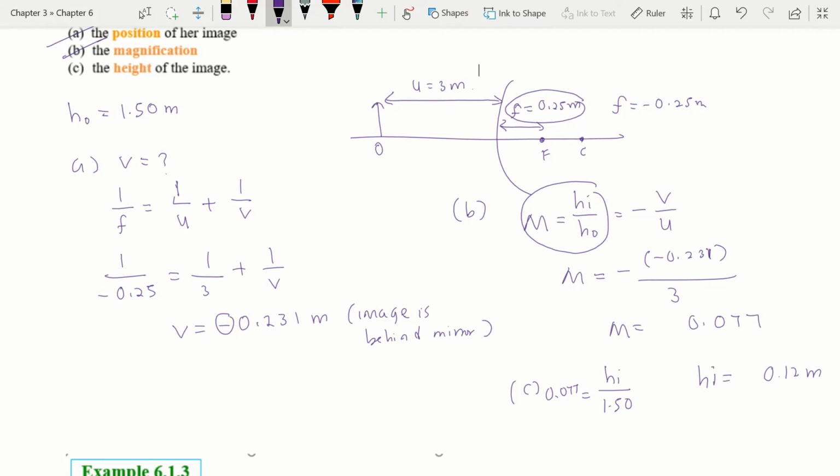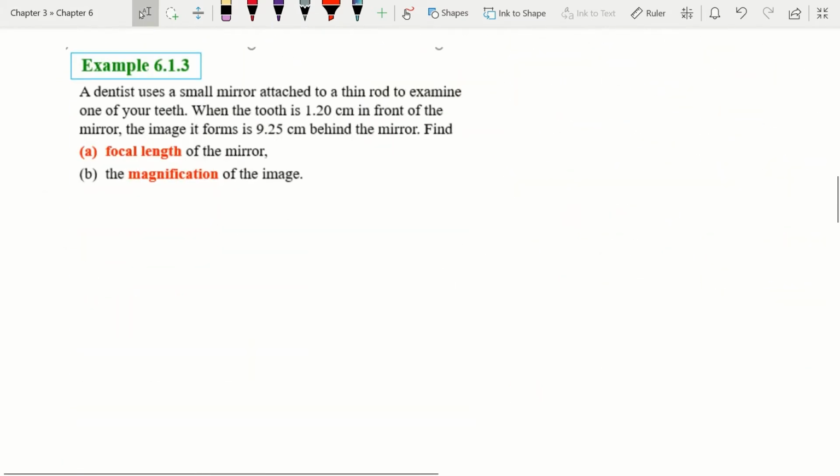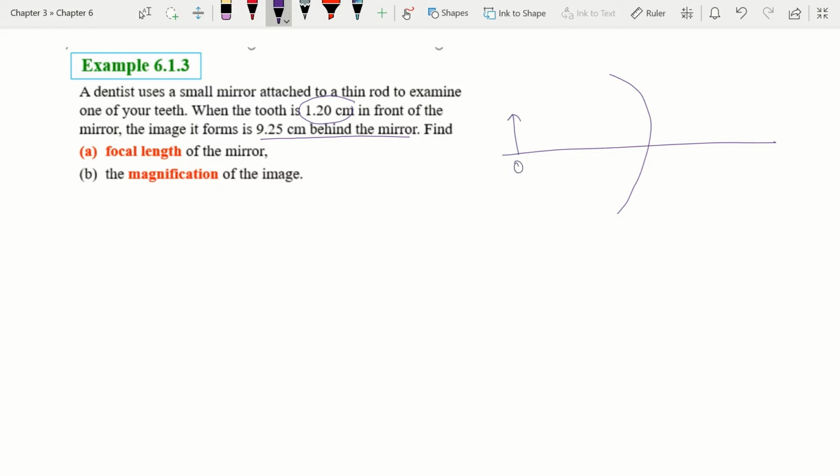Alright, we are done with number 3, let's proceed to example 6.1.3. A dentist used a small mirror attached to a thin rod to examine one of your teeth. When the tooth is 1.2 centimeter in front of the mirror, the image it formed is 9.25 centimeter behind the mirror. First of all, you need to know what mirror this is. So we are talking about a dentist mirror, the small mirror that we use at the dentist. It is a concave mirror. So our tooth is the object, and it is 1.2 centimeter in front of the mirror.